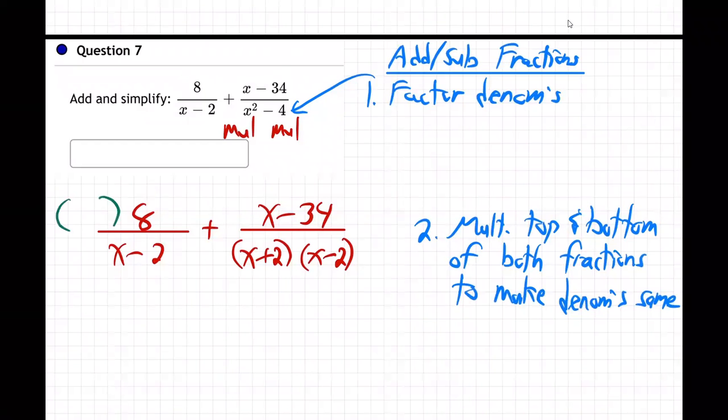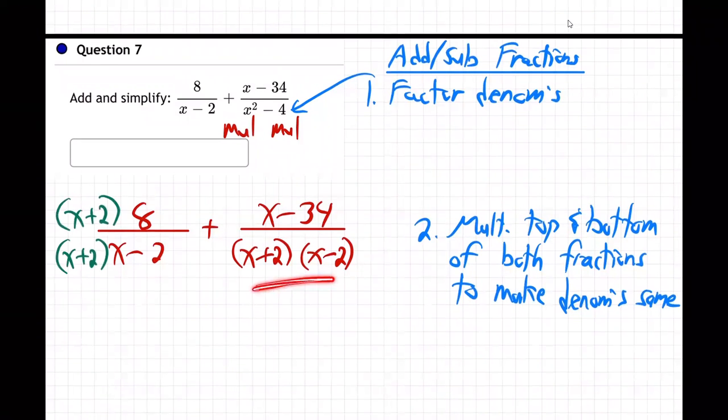Well, we come to the first one. The first one needs an x plus 2. The second one doesn't need anything. So in this case, we don't have to mess with the second fraction at all. Do you notice that? We don't always have to do both fractions. Sometimes we only have to mess with the first fraction. Just do whatever it takes. One fraction, both fractions, whatever it takes to make the two denominators become exactly the same.